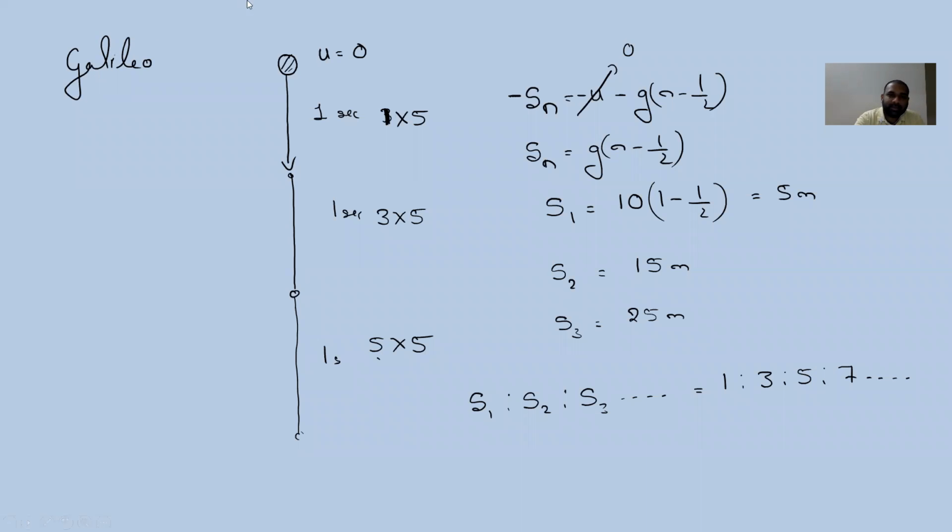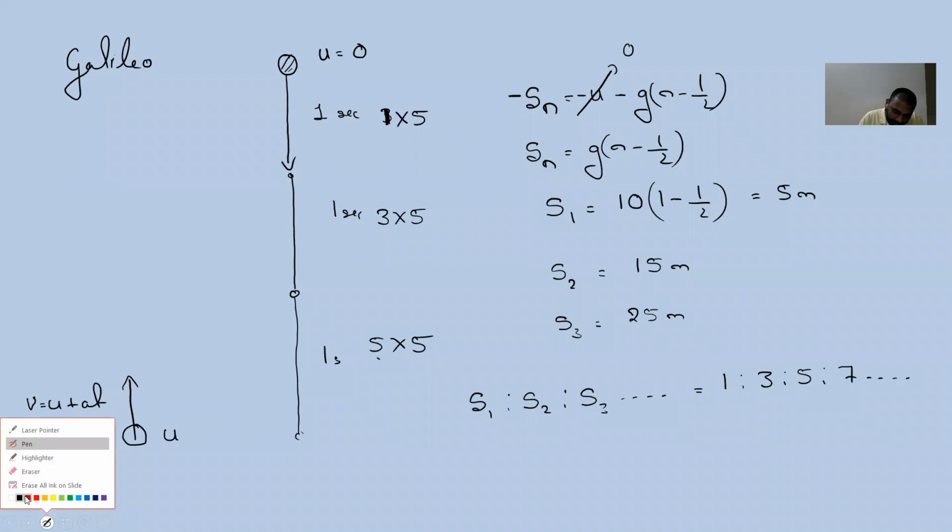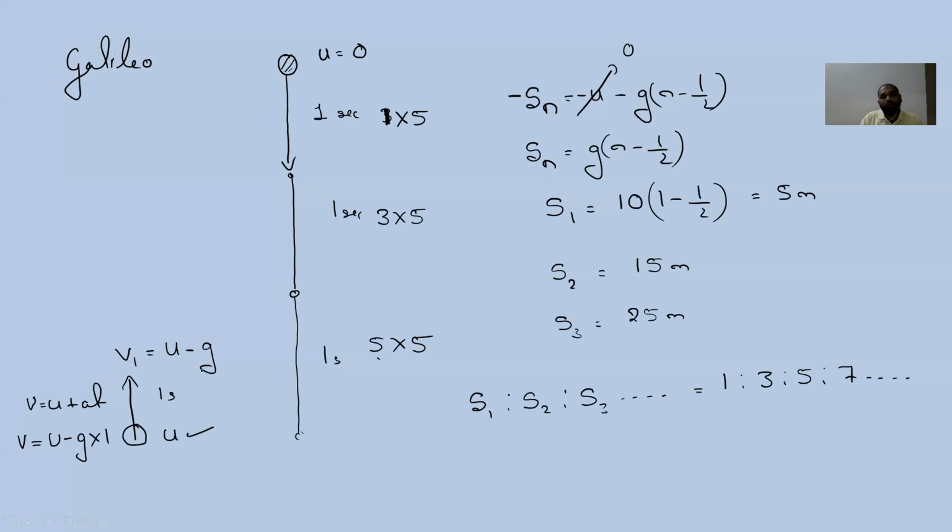And if we consider velocity, that also has some relation like this. Suppose we are throwing upwards with some initial velocity u, then v is equal to u plus at. So v is going to be u plus g into 1. Here this g is going to be negative, but u is positive. So it is u minus g. Suppose this is the initial velocity, after 1 second, if we consider v1, this is going to be u minus g.